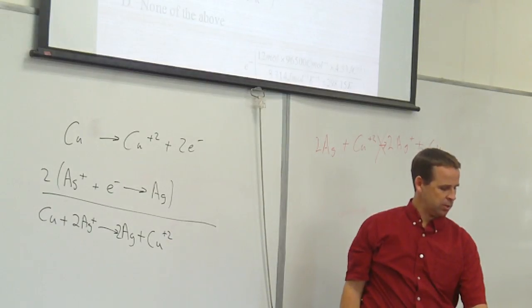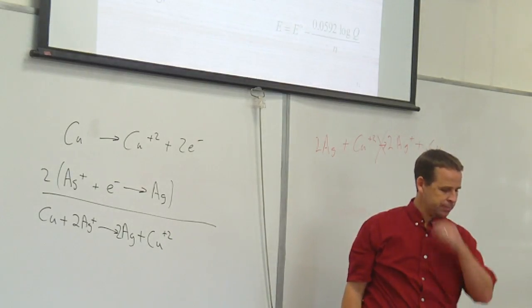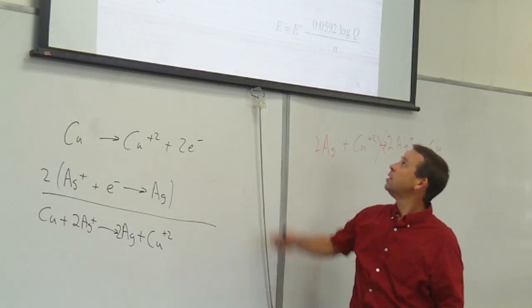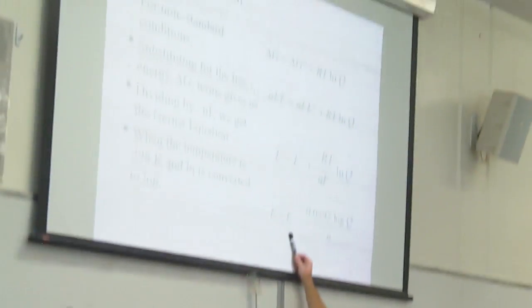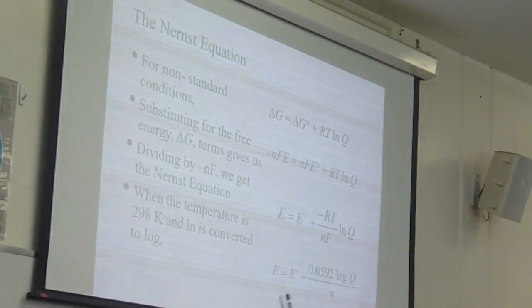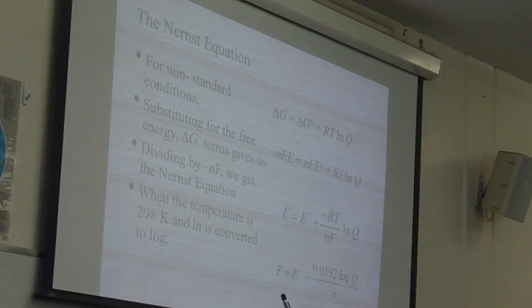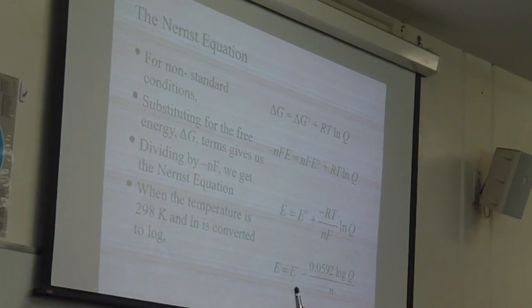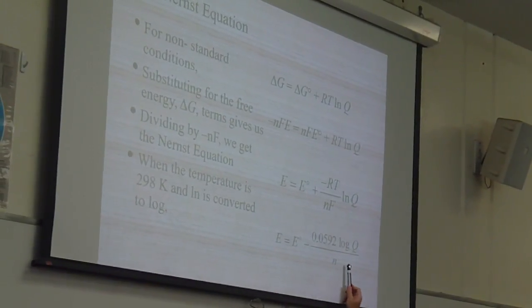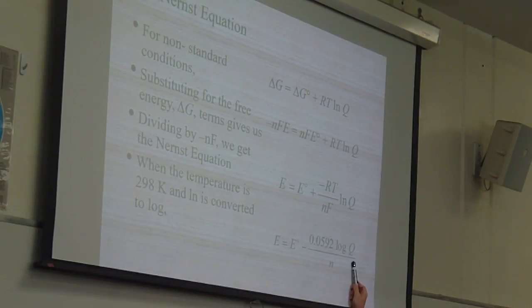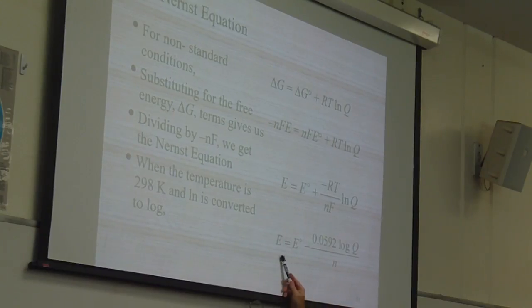This equation here is called the Nernst equation. It allows us to relate E naught to different concentrations other than 1 molar. So here's our equation to do that. Does this look like some other equation that we introduced not too long ago?